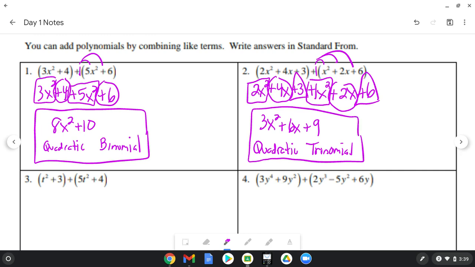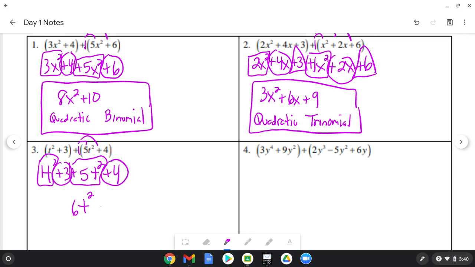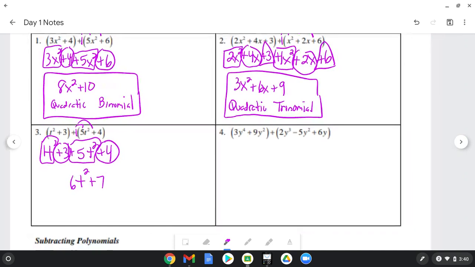Number 3, same idea. There's a plus 1 there. We distribute it in, so it doesn't change anything. So now we get plus 5t squared plus 4. So if we were to take a look at what we can combine, there's a 1 in front of this t squared. There's a 5 in front of this t squared, so 1 plus 5 gives me 6. And then I have this plus 3 and this plus 4, and that gives me plus 7. So I have 6t squared plus 7.